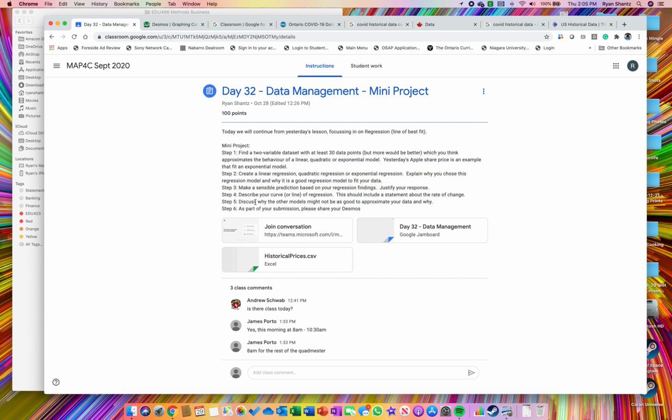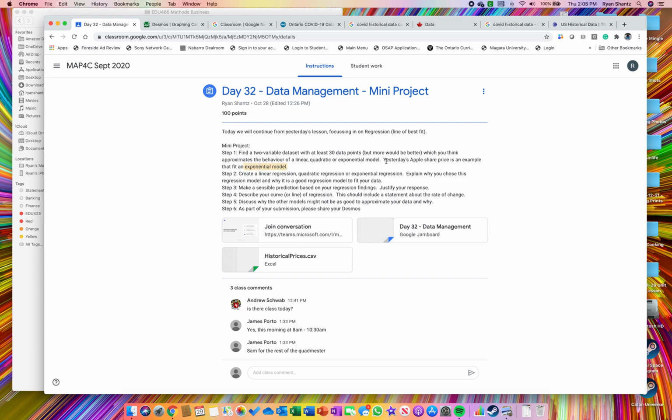The project says, find a two variable data set. What is a two variable data set? Well, it's kind of like how it sounds. It's two variables. There's one variable that you're comparing against another. In this case, we need a data set with at least 30 data points, which you think approximates a linear, quadratic, or exponential model. Yesterday's Apple share price is an example that fits an exponential model.